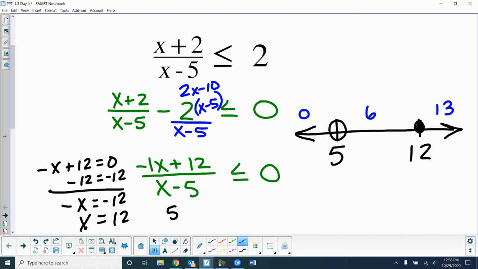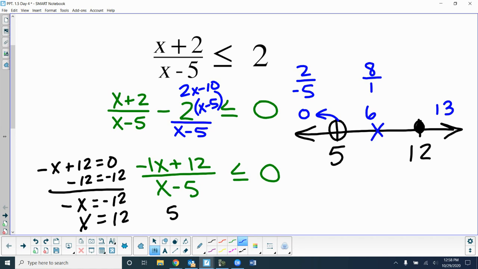Okay? So when I put 0 in, plus 2, I get 2. And 0 minus 5 is negative 5. Is negative 2/5 less than 2? Isn't it? Okay, so we're going to go that one. 6 plus 2 is 8. And 6 minus 5 is 1. Is 8 less than 2? No, so I wouldn't put an arrow in there. I can put an X if you want.